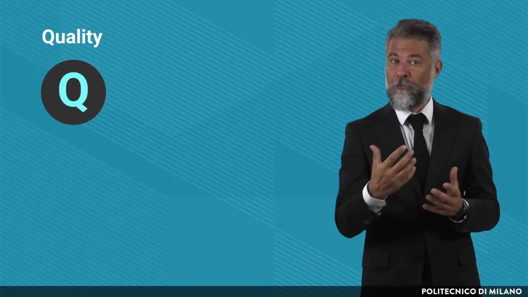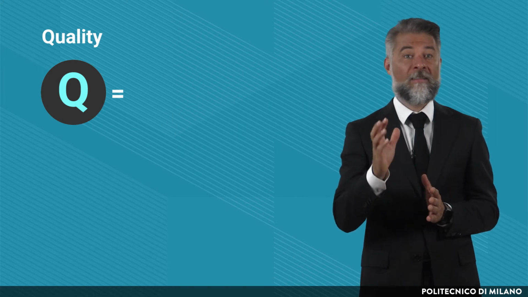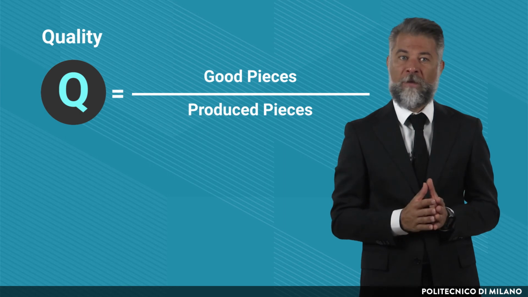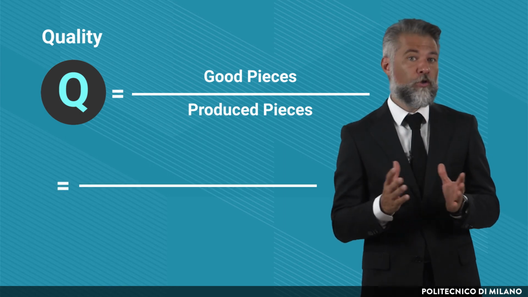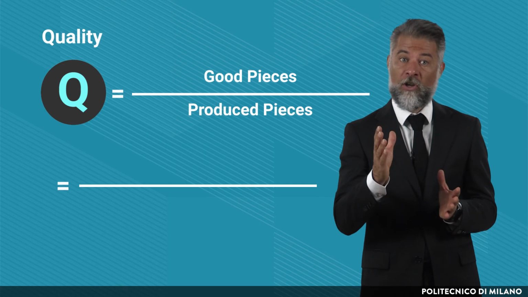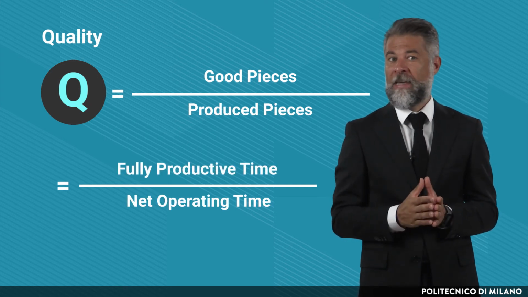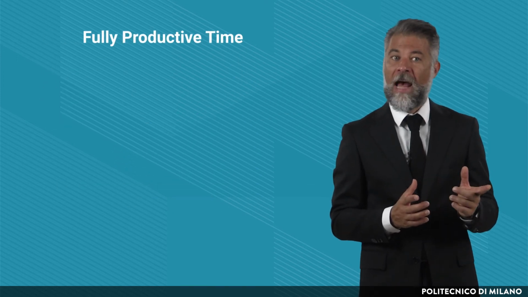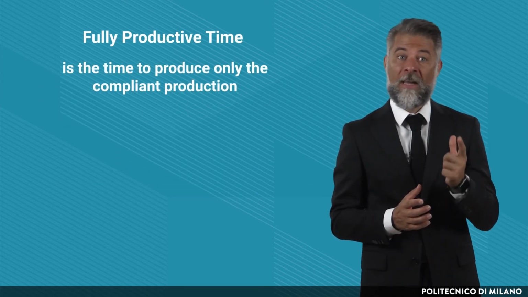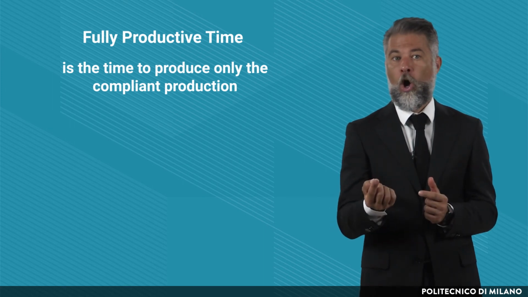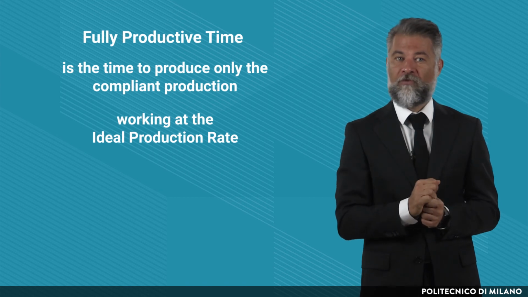Quality takes into account time losses due to products not meeting the quality standards, and it is calculated as the ratio of good pieces over the total count of produced pieces. It could also be expressed as the ratio of fully productive time over net operating time. Fully productive time is the time that would have been required to produce only the compliant production, working at the ideal production rate.